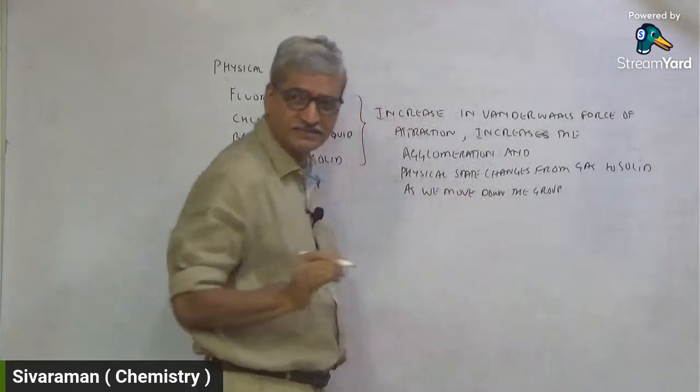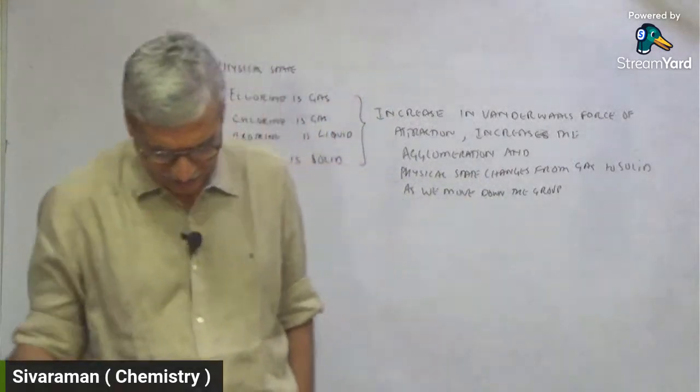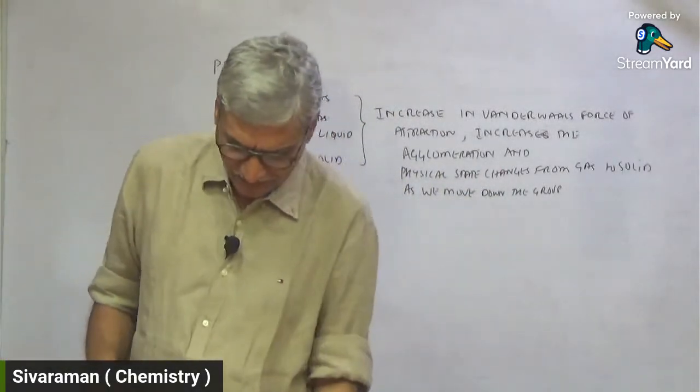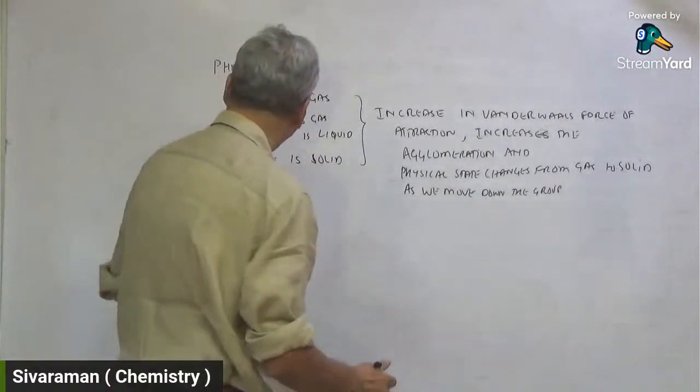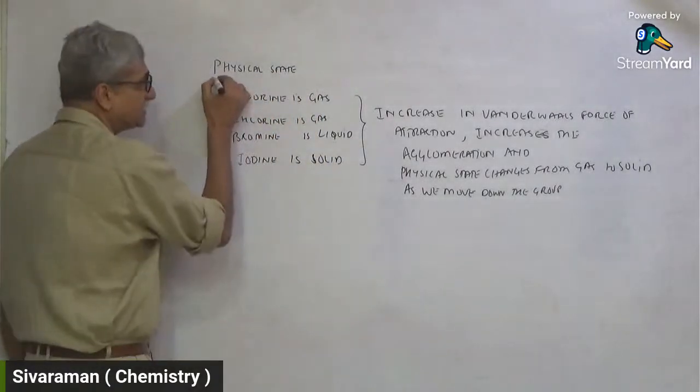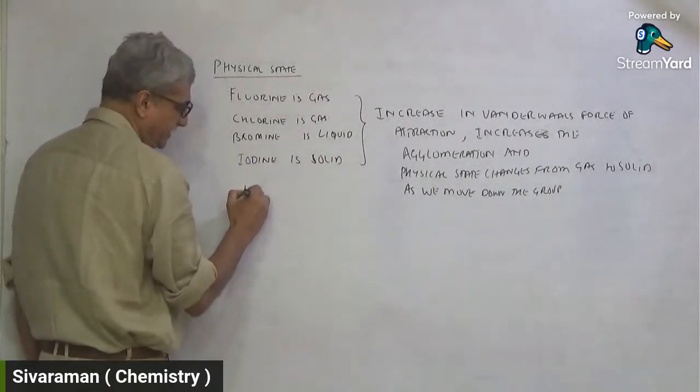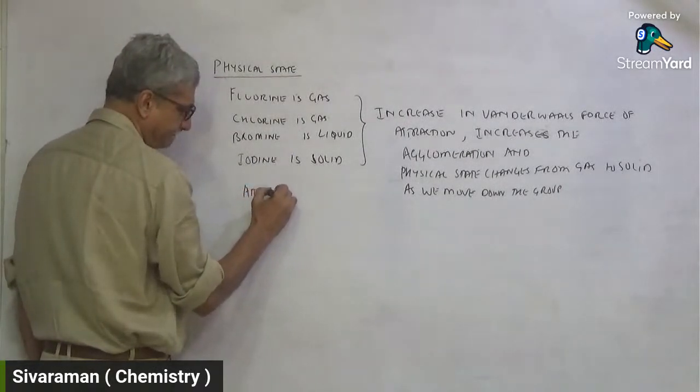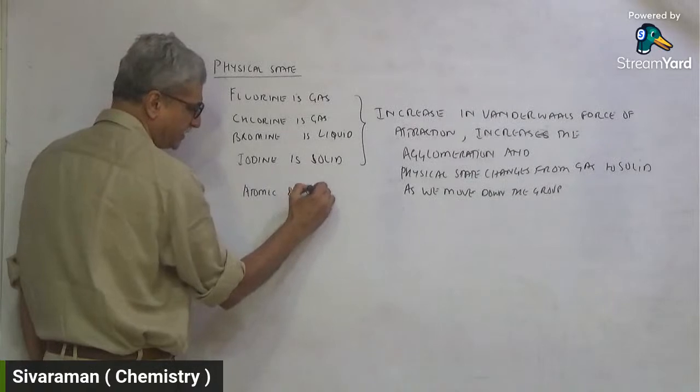This is one of the most interesting of all the inorganic. A lot of things we have to teach. Atomic size, and ionic size. See, try to understand physical state. Second is, we have atomic and ionic radii.